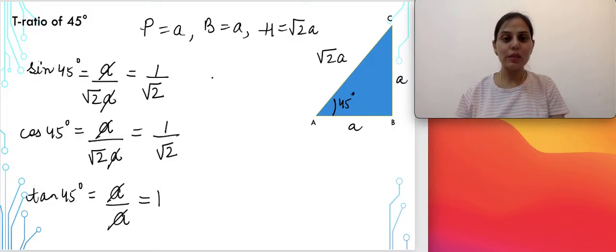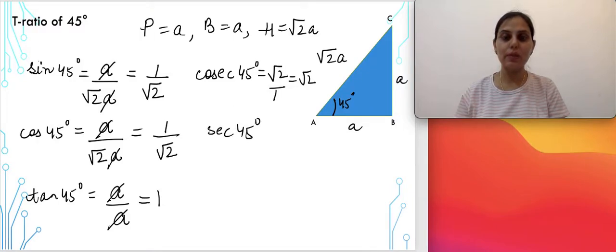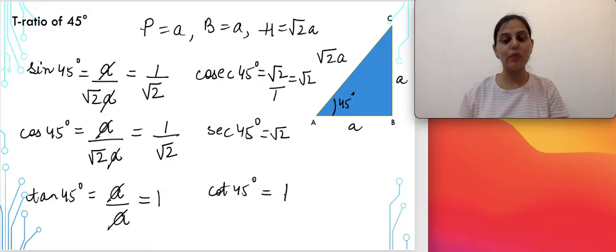Now let us take the reciprocals of these. Reciprocal of sine is cosecant 45. So this ratio can be written as root 2 upon 1, or simply root 2. Similarly, secant 45 is the reciprocal of cos 45, which is root 2 upon 1 again, or simply root 2. And cot 45 is the reciprocal of tan 45, which in this case will give you the value as 1. So this is the way we calculate all the t ratios for angle of 45 degree.